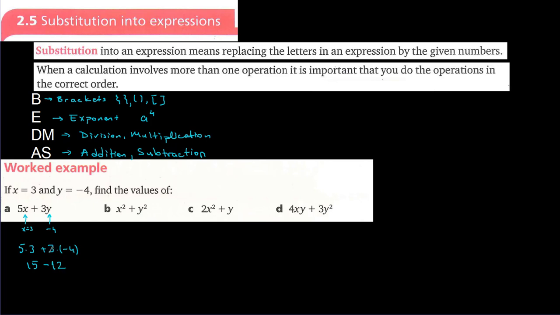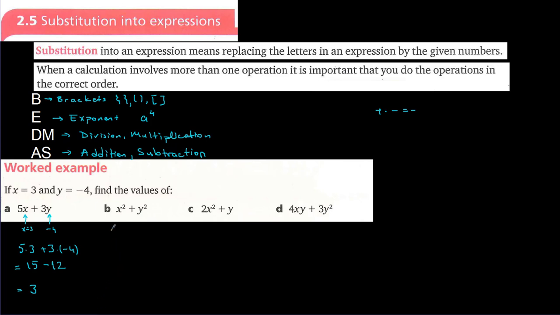I need to be careful here because the sign of the 3 is plus. 3 times -4 is going to make plus and minus. You remember, plus times minus is equal to minus. So the answer is going to be equal to -12. And the answer of this question, 15 minus 12, is going to be equal to 3.